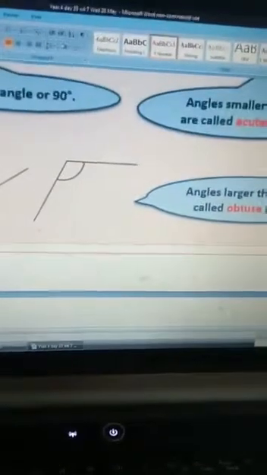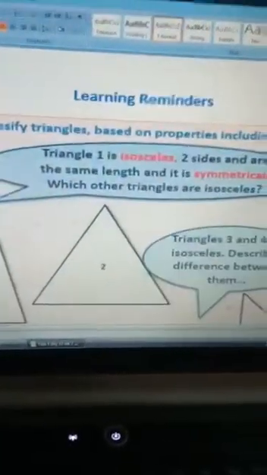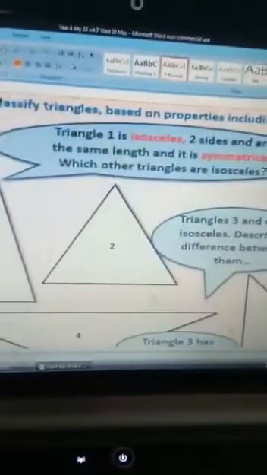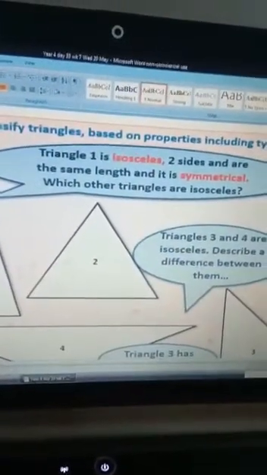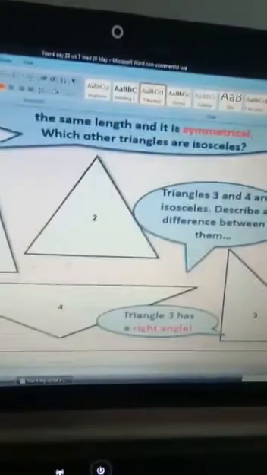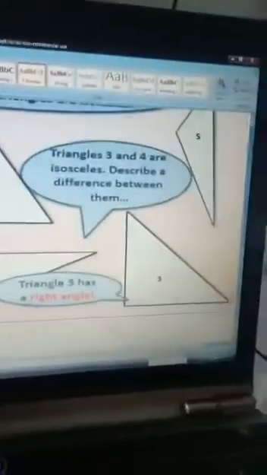We've got some learning reminders, recapping on different angles that you come across. There are more, but we're just focusing on the right angle, the acute angle and the obtuse. And then the different types of triangles that are about, so look for those.